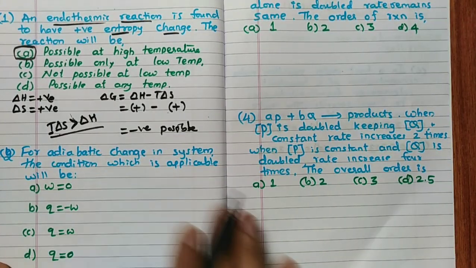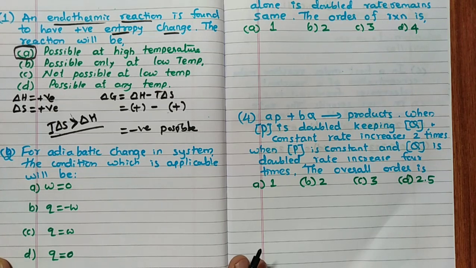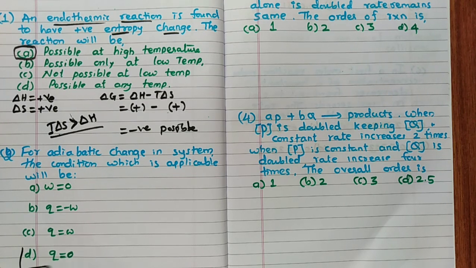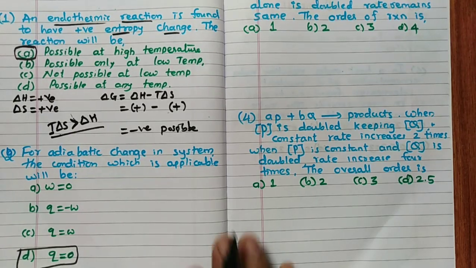This is a direct question. In an adiabatic change in a system, heat is not exchanged. Adiabatic system means heat Q is equal to 0. So the answer for the second question is option D.